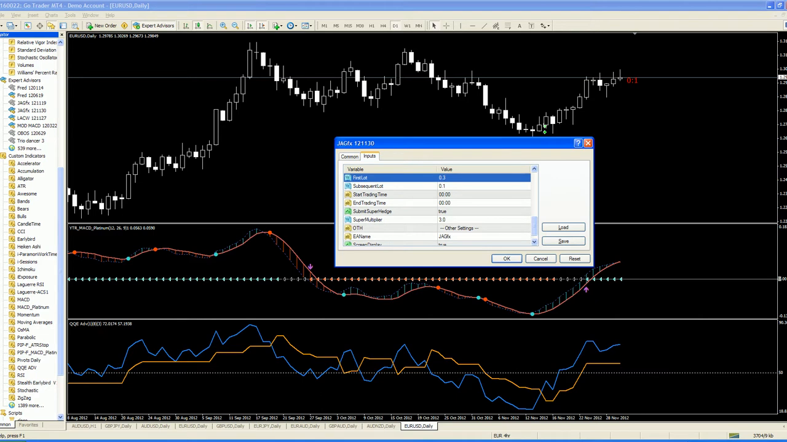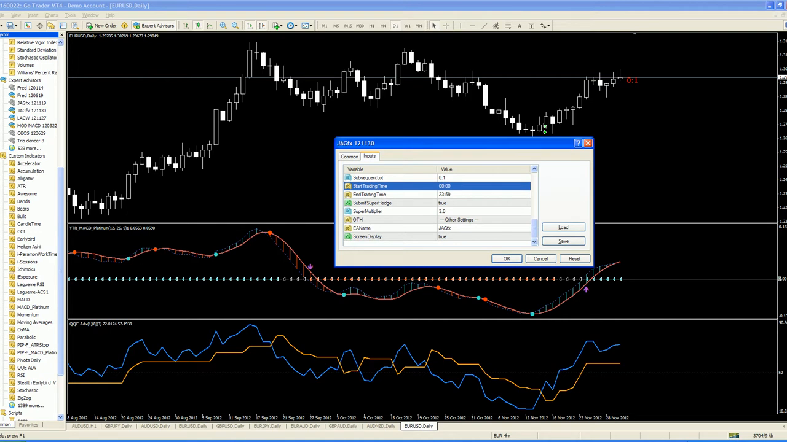Trading times, I normally just put, because it's off the daily chart, you want the full 24 hours. So I put 00 to 23:59, that covers it. If you're trading, say, off the 5-minute charts or something like that, you may just want to trade the UK session or something, so that's up to you what you want to do there. Now this is where it gets a little bit different.